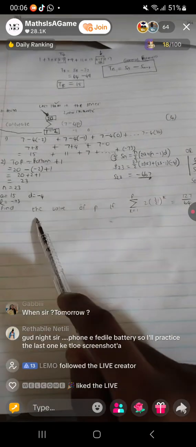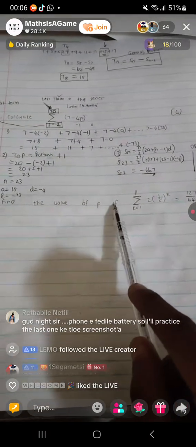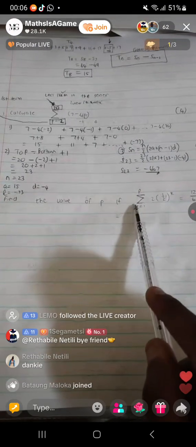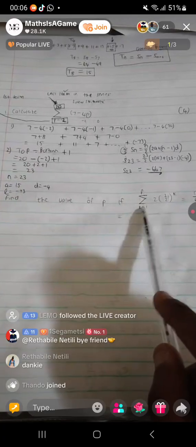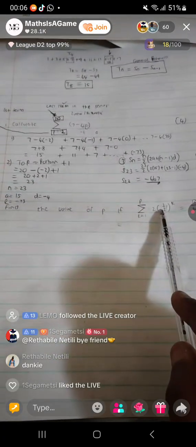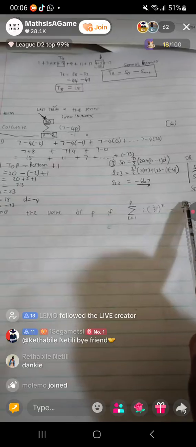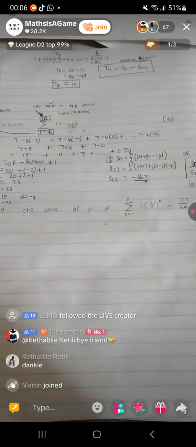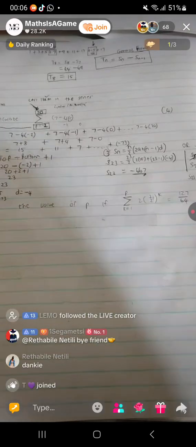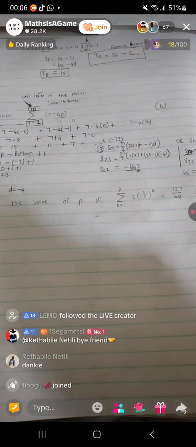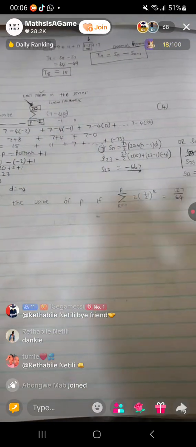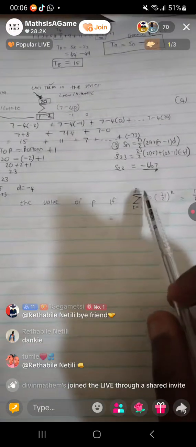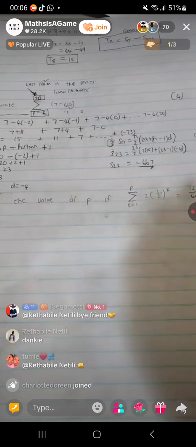Okay. Find the value of p, if the sum from k equal to 1 to p of 2 into half to the power k is equal to 127 over 64. It's a nice problem, this one. I love the way it looks, and I like the way we can move with it. Okay, so let's do it, guys. P. So we want that top guy there.